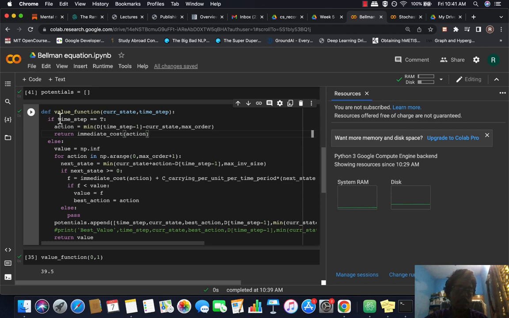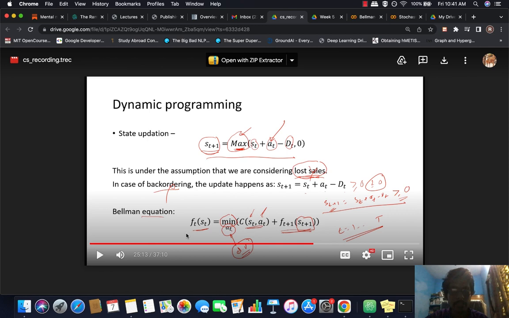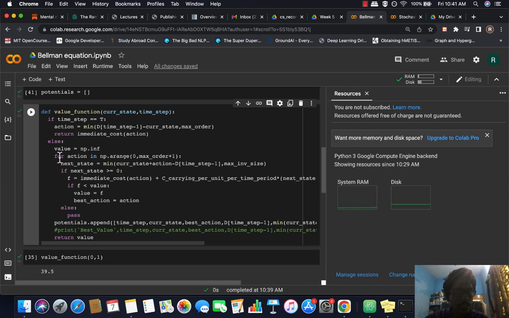Let's say the time step is not equal to capital T, it is something intermediate. What happens? We need to perform this recursive relation. And how do we do that? Here, for action in every possible action in the action space, we try to calculate the next state on the condition that we are able to meet the demand at the current state. So the minimum value can be only this much, and the maximum value can be the inventory size. Whatever satisfies this should be the value.